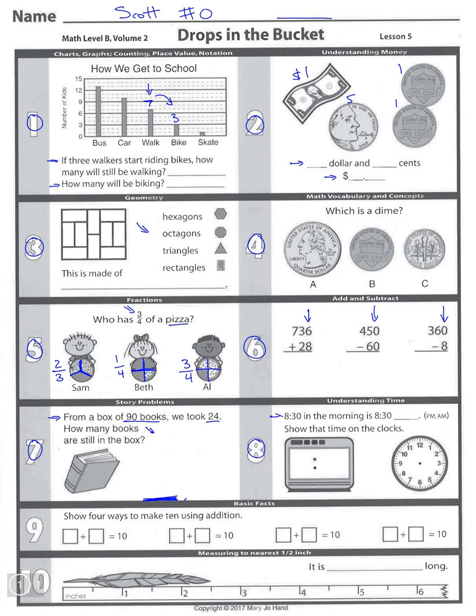Okay, so number 8, 8:30 in the morning is 8:30 what? PM or AM? Show that here on this line. And then again, show that time. Show 8:30 on both of those clocks. And then let's go on to number 9.